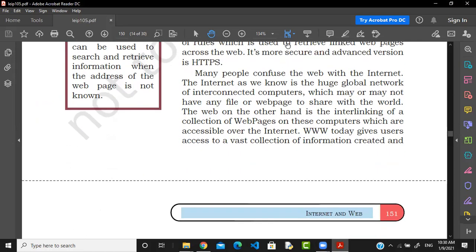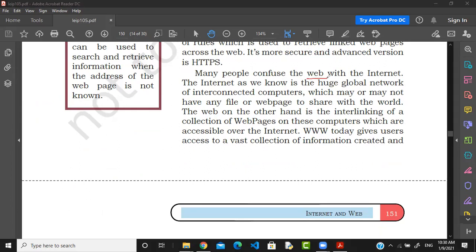Okay, so people also confuse the web with the internet. So the internet, as we know, is the huge global network of interconnected computers which may or may not have any files or web pages to share with the world. The web, on the other hand, is the interlinking of the collection of web pages on these computers. Come on, now you people understand this.